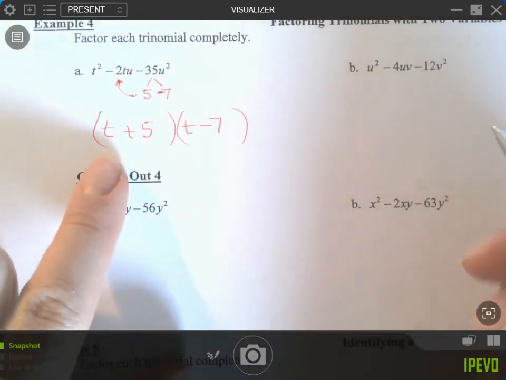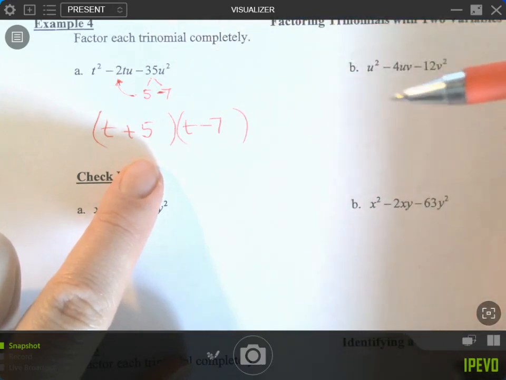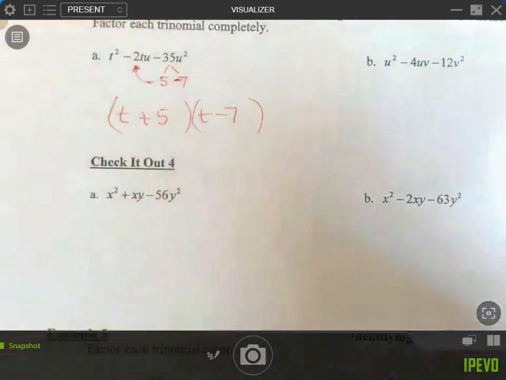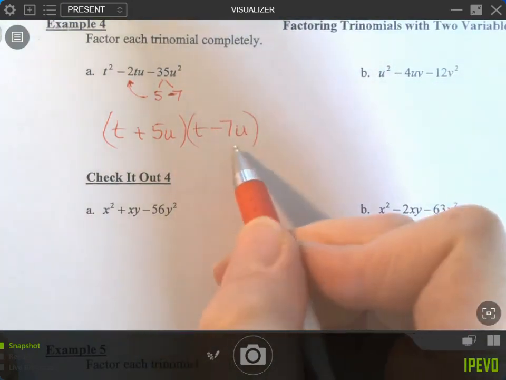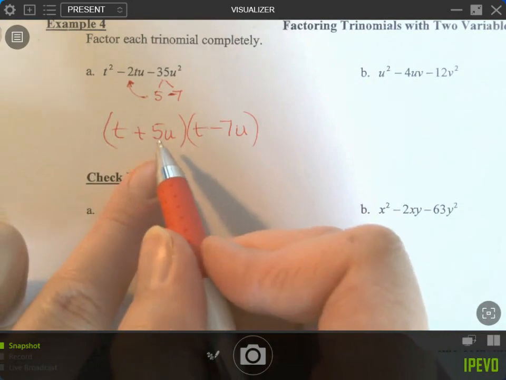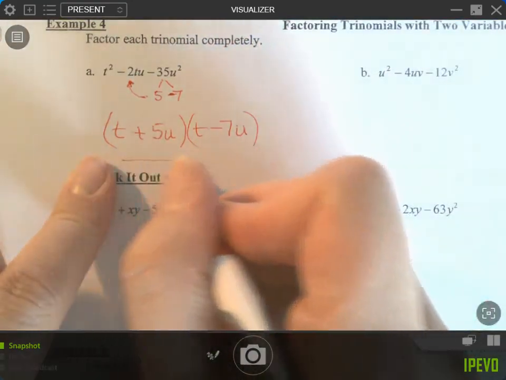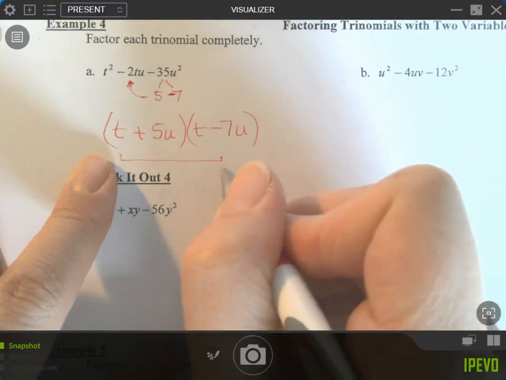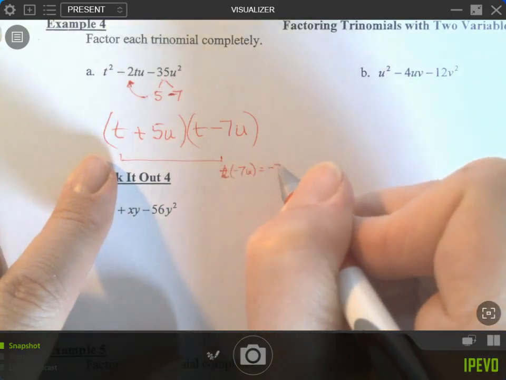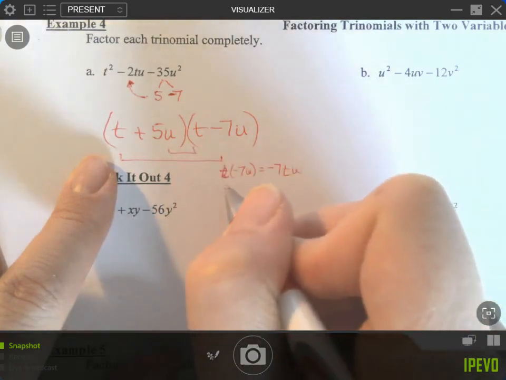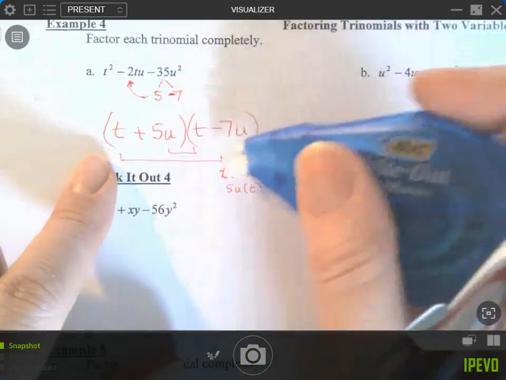Now, if we have just this as my answer, I've got the t squared, I've got negative 35, but what's missing? That extra u. Just like you took t times t to get t squared, instead of just having 5 and negative 7, it's going to be a 5u times what? Well, the minus 7u. So, t times t is t squared. 5u times negative 7u is negative 35u squared. Now, how's this middle come together? When you multiply the outside, you have t times negative 7u. Isn't that the same as negative 7tu? And in the inside, you have 5u times t. Isn't that the same as 5tu or ut? The order of my variables.